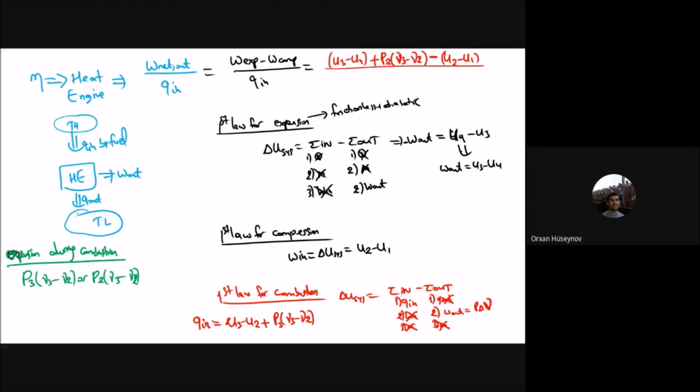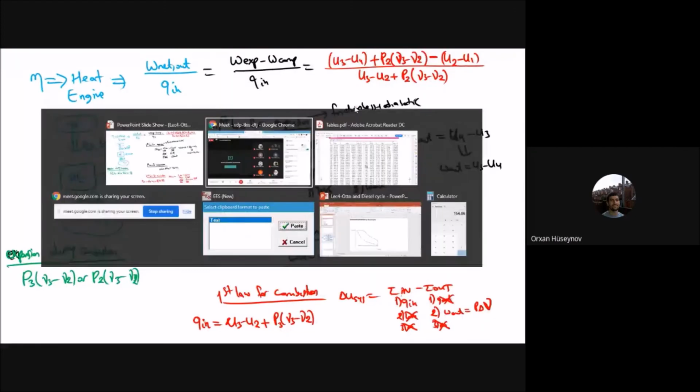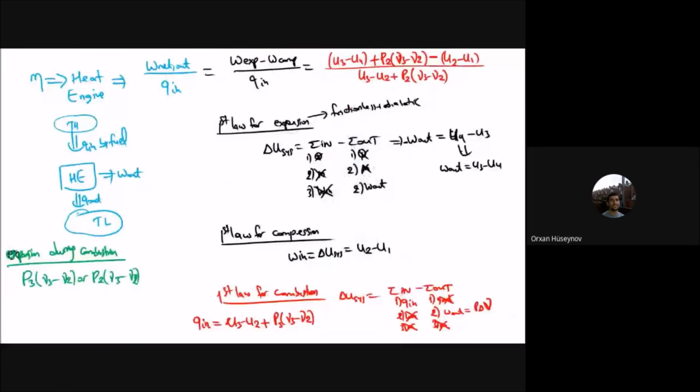For the heat addition, you will have U3 minus U2 plus P2 or P3, doesn't matter, they are the same stuff, P2 times nu 3 minus nu 2. And this is the equation. You can replace all of the values and find the final result for the efficiency of the cycle. So let's finish the problem and finish the lecture.